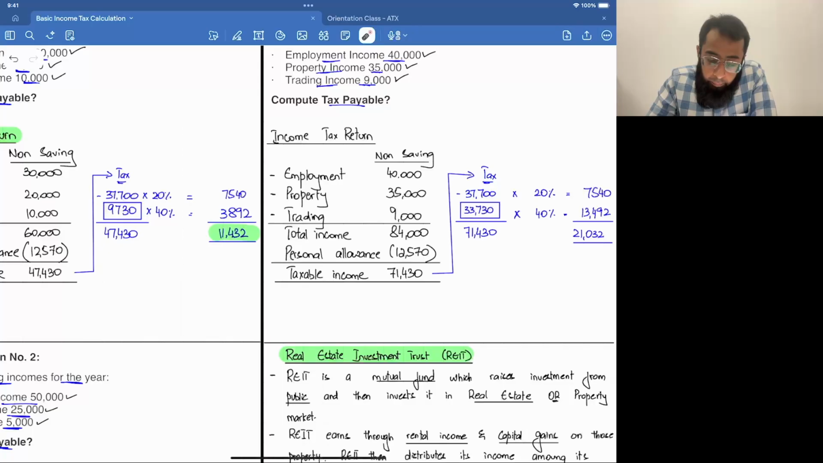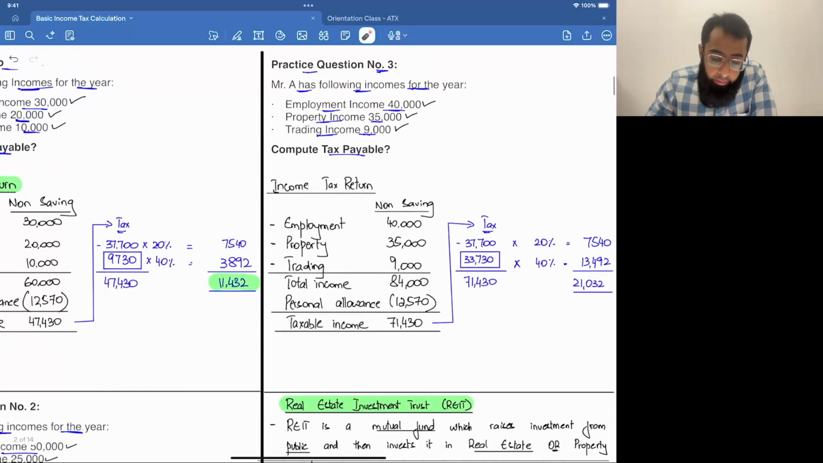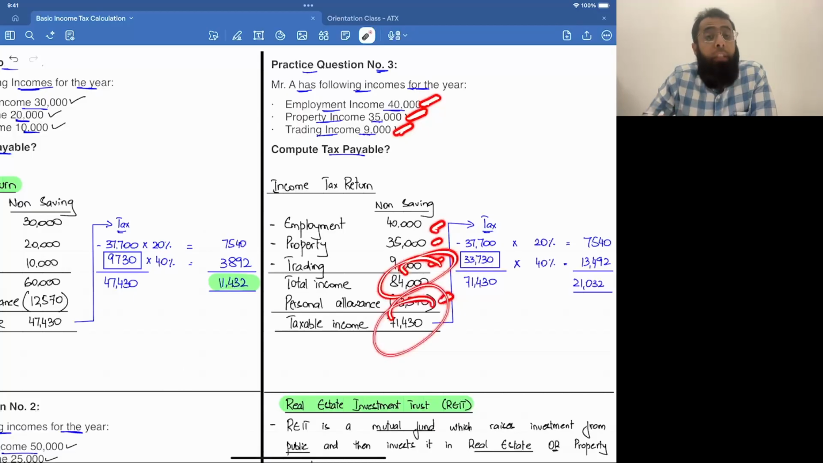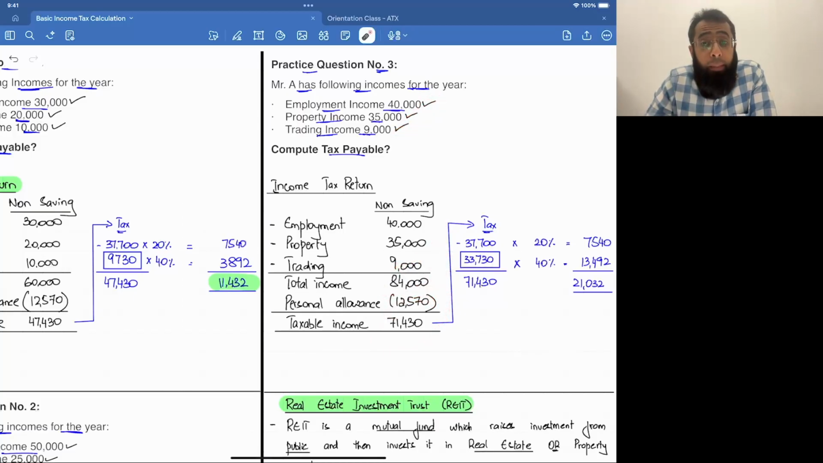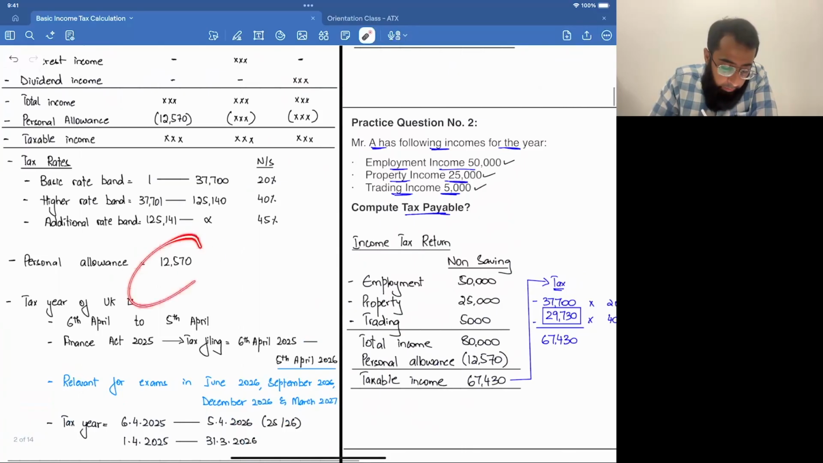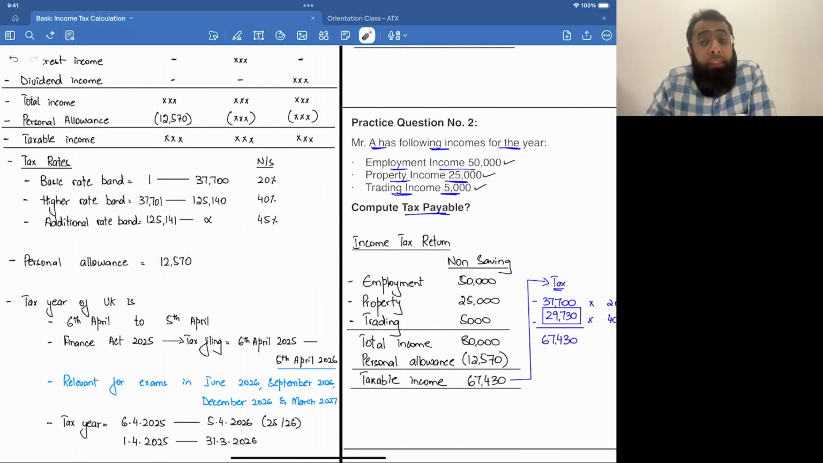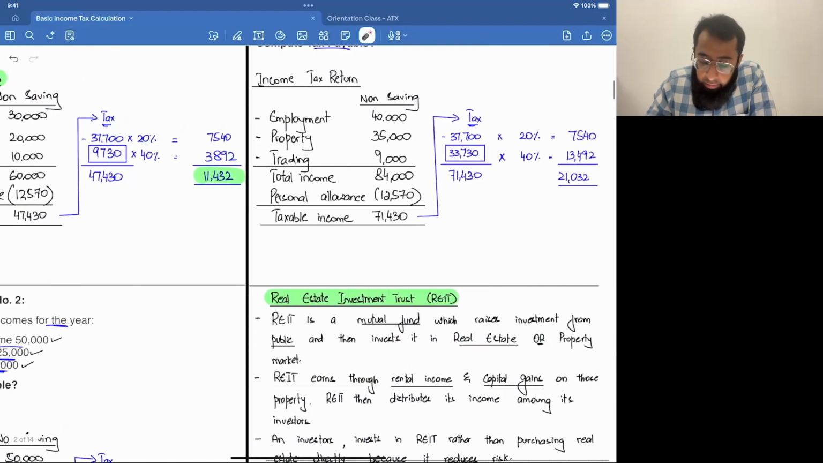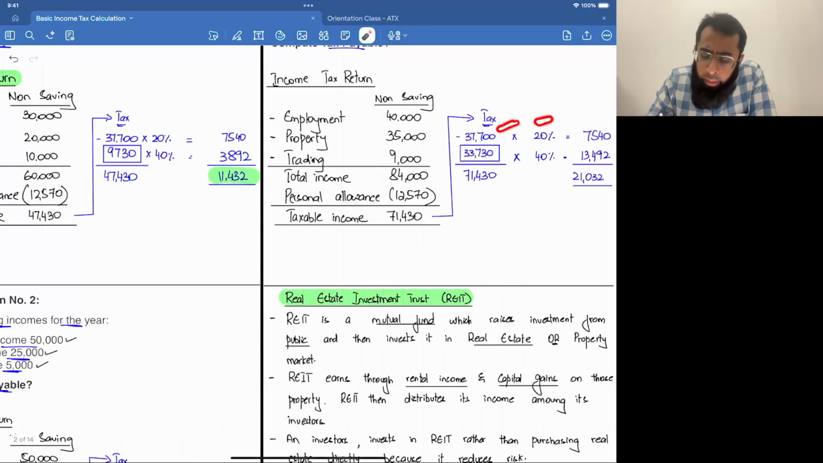Employment, property and trading income. All three incomes provided were non-saving income. You add them up to get total income, you deduct the personal allowance to get the value of taxable income. Personal allowance value will be given in the examination. These are the tax bands. On the first 37,700, it's always 20%. Then on the excess, you charge 40%. That gives you the final tax value.